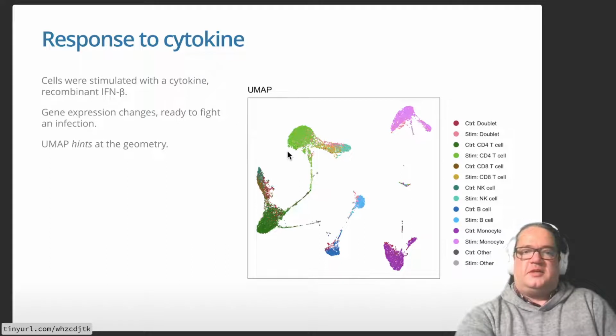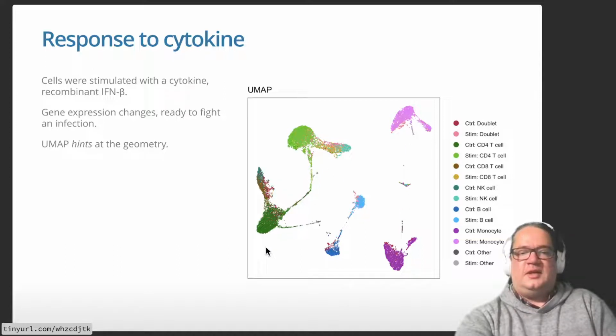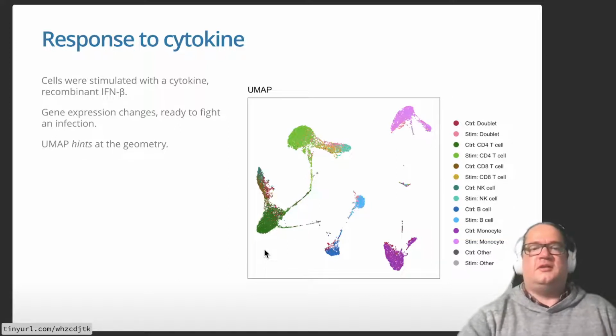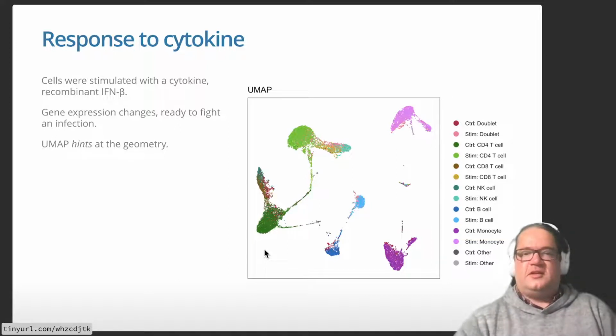And so, okay, here darker is unstimulated and lighter is stimulated. And you can sort of see in the UMAP there's this pairing up, but the UMAP is non-linear, so we can't really see. I mean, you can see something, it's sort of hinting, but it's a bit unclear what is really going on here.